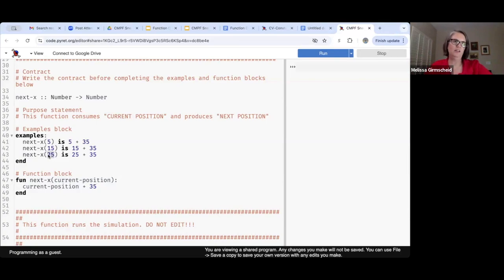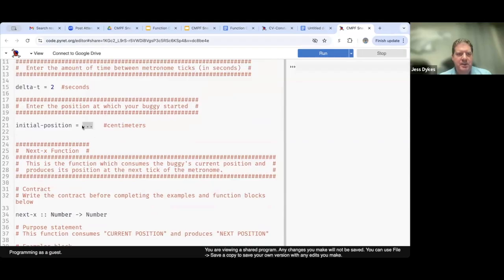Awesome. Do you have everything? Do you hit run and see if yours works? Well, I should probably give it an initial position. Oh, you probably should. Yeah. Let's make it with 5s. All right.